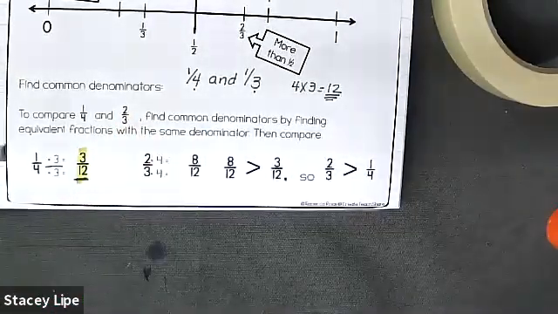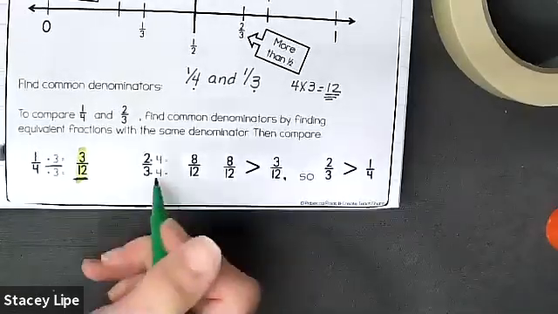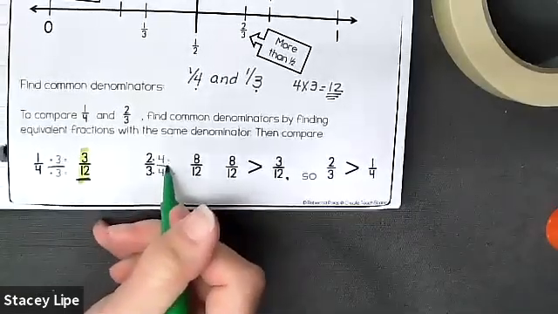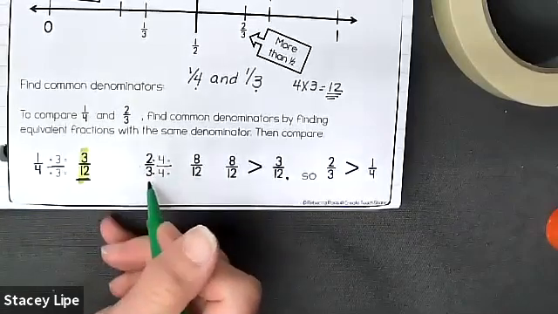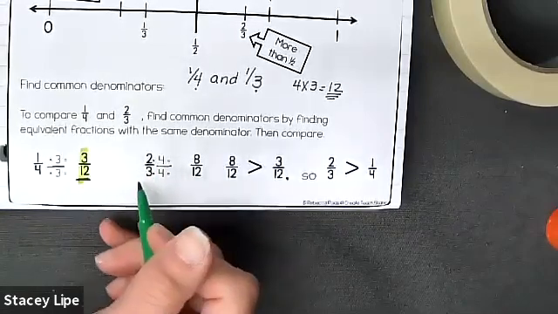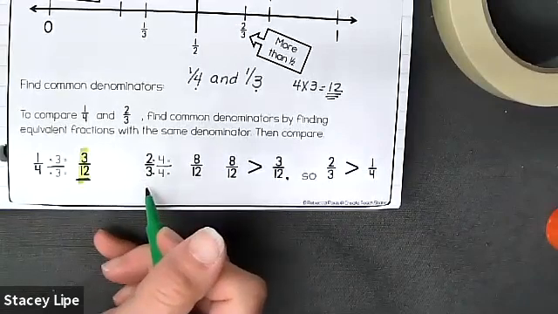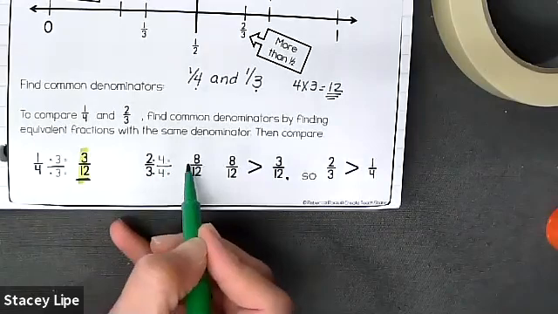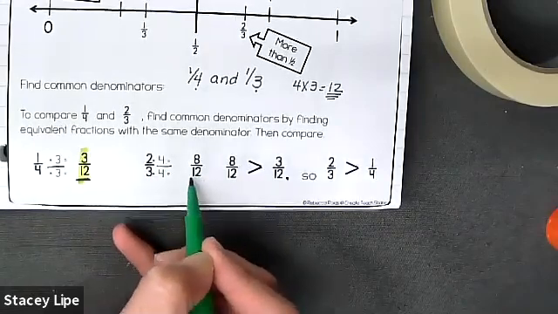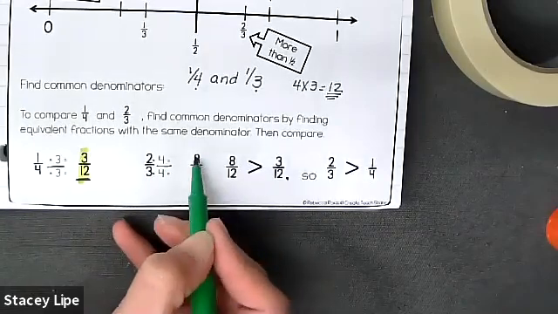And then we're going to take 2/3, and we're going to multiply it by 4/4. 4/4, when we reduce that, equals 1. So once again, we're not changing the size of 2/3. We're just changing how it looks. So when I multiply 2 times 4, we get 8, and 3 times 4 is 12. So we're left with 8/12.